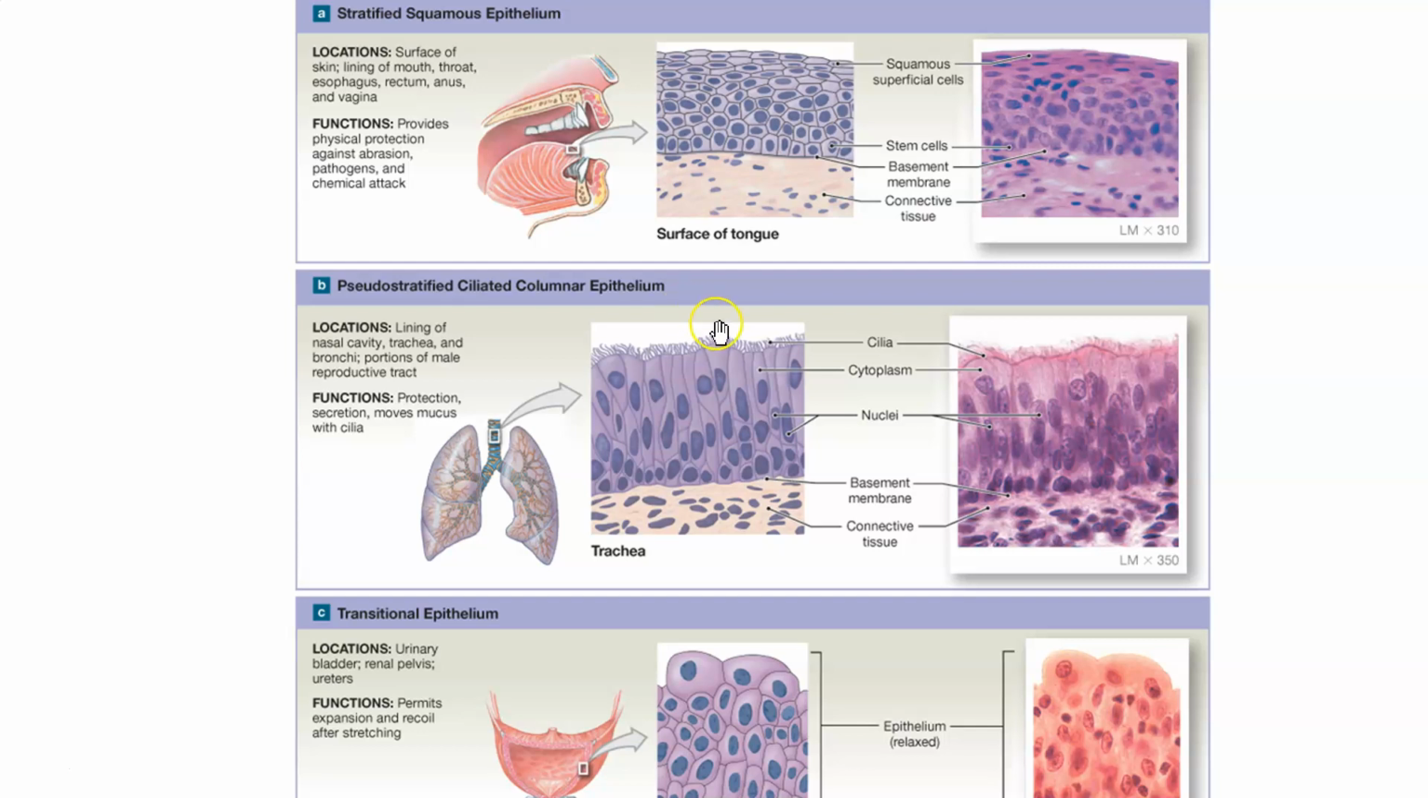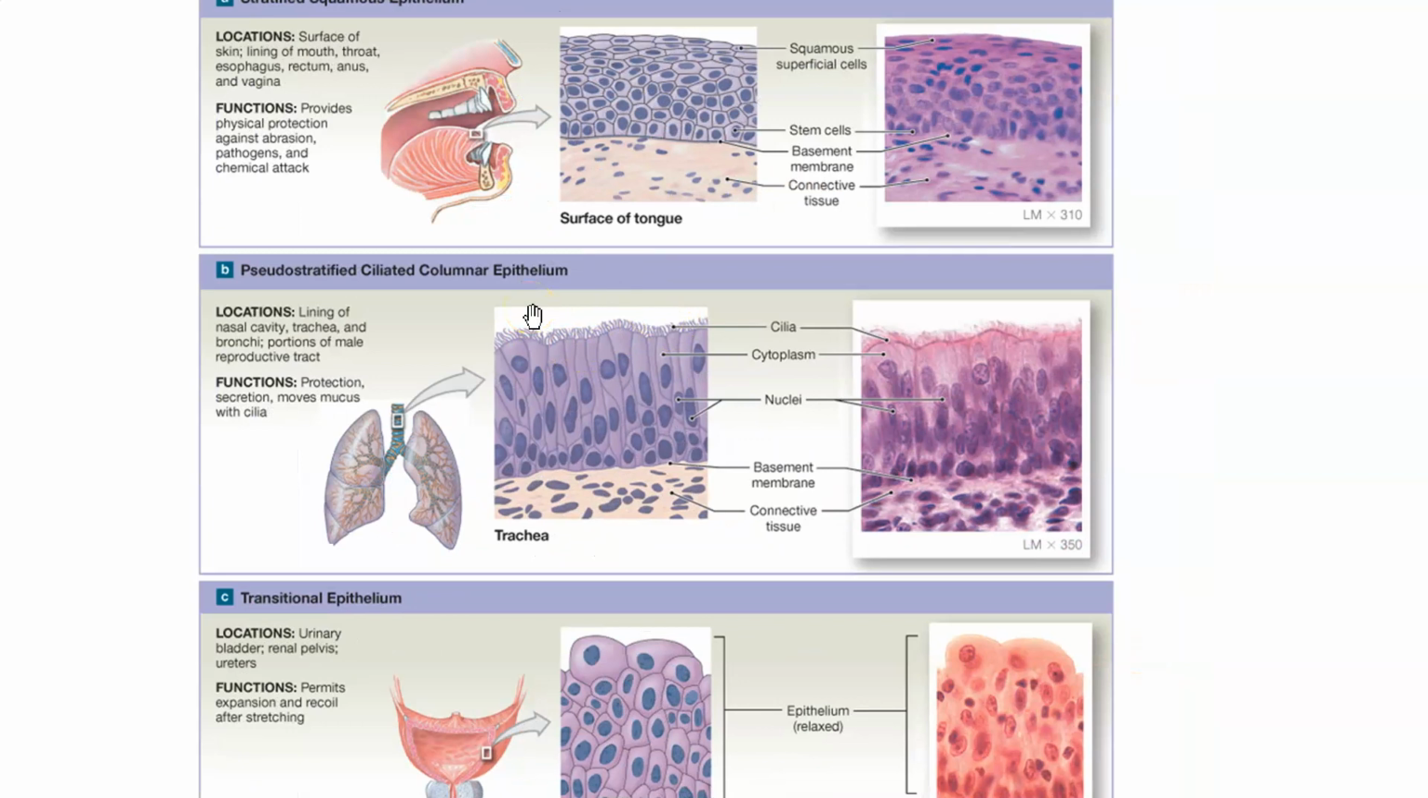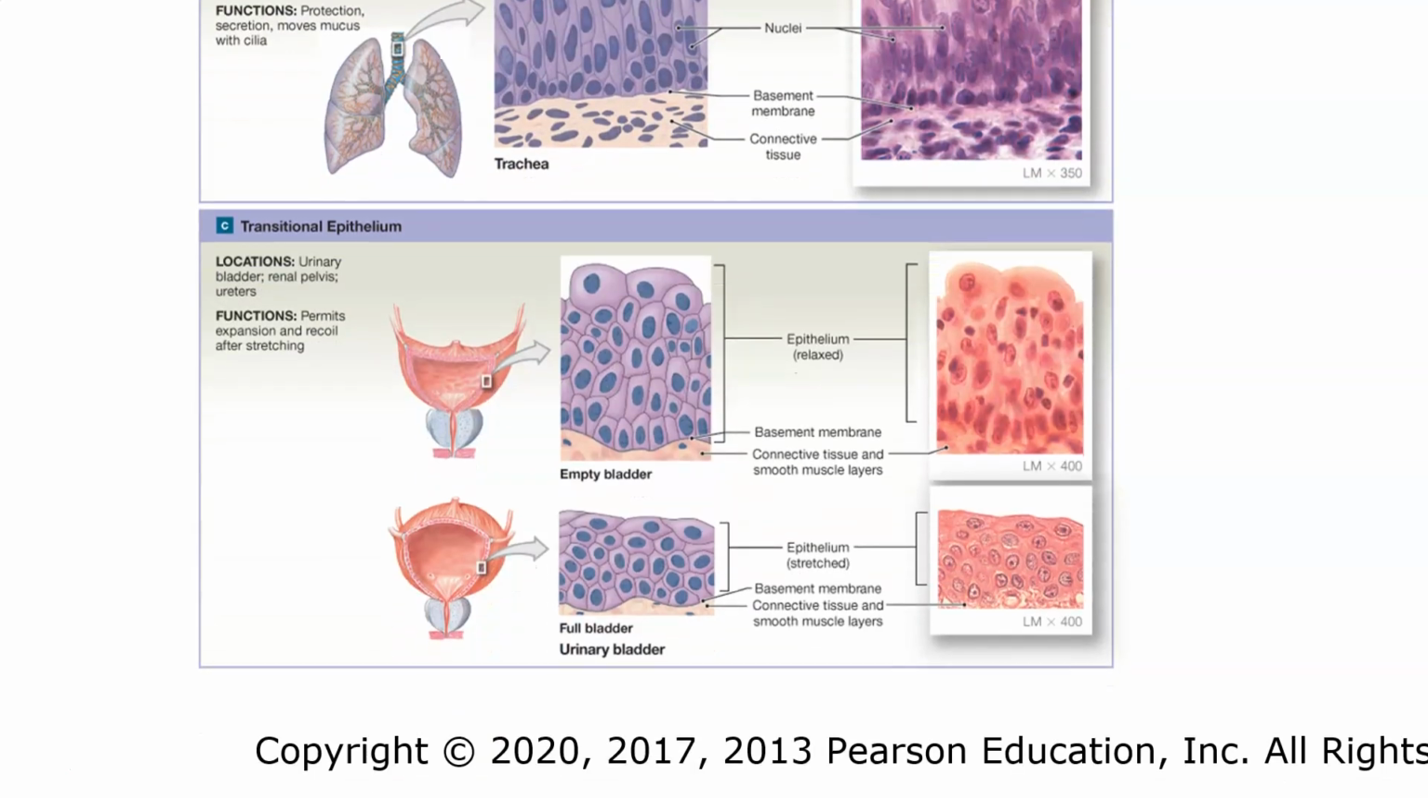And it is typically covered with cilia, and some of the cells are columnar, so we just call the entire tissue columnar. Pseudostratified ciliated columnar epithelial tissue. And you find this lining the nasal cavity, the trachea, the bronchi, and also the male reproductive tract, where the cilia move the sperm along before they're able to swim on their own.